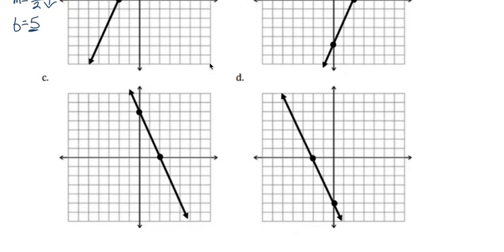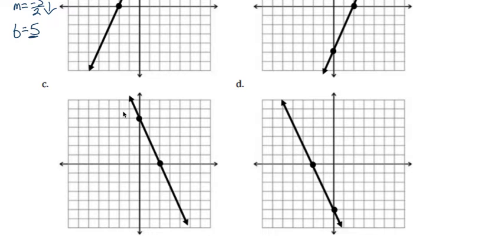If we're looking at C and D, C from left to right is decreasing and has a y-intercept of positive 5. C is looking like the answer, but let's check D. From left to right, it's decreasing, but the y-intercept is at negative 5. So the answer is going to be answer choice C.